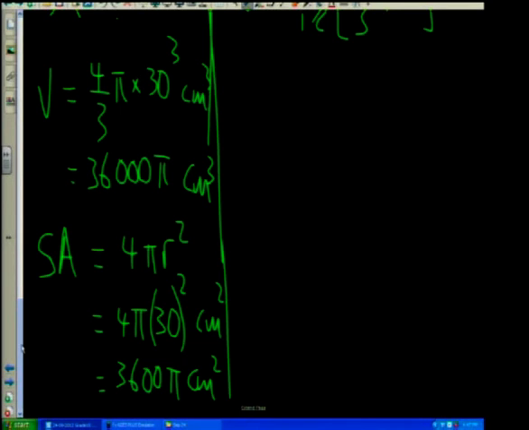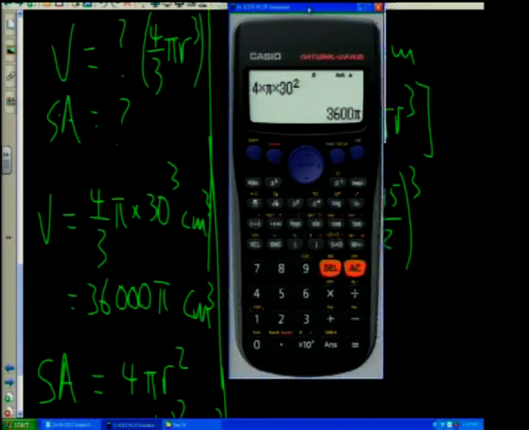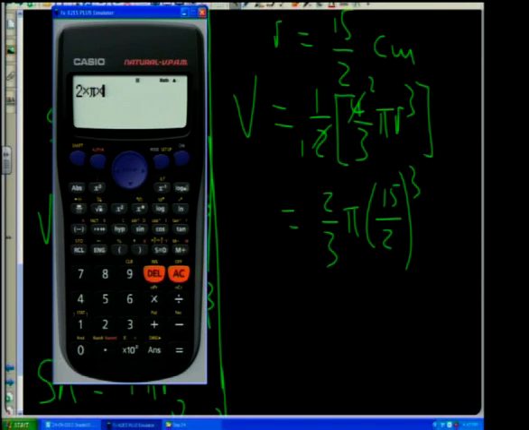We have that our volume is going to be 2 over 3 times pi multiplied by, now our radius is actually 15 divided by 2, and we cube that. Okay, if I take my calculator, that is going to be, clear that, we're going to have 2 times shift pi, and we multiply that by 15 over 2, it's 7.5.